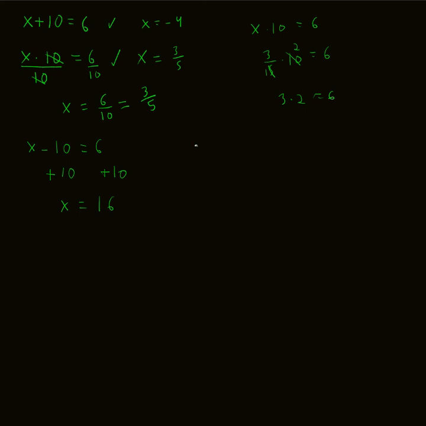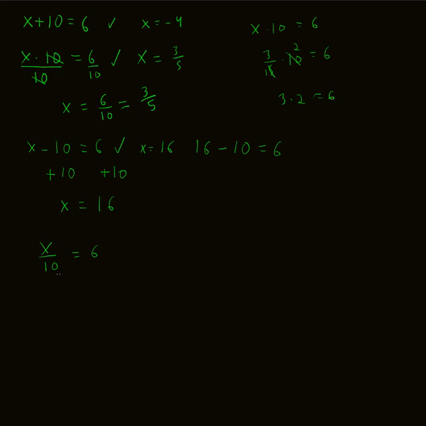And we can check ourselves. It's always a good idea to go through and just make sure you did things right. And that looks good to me. 16 minus 10 is 6. So I'm good on that one. x equals 16. Okay, so our last one is going to be x divided by 10 equals 6.